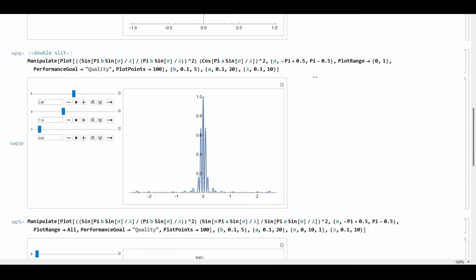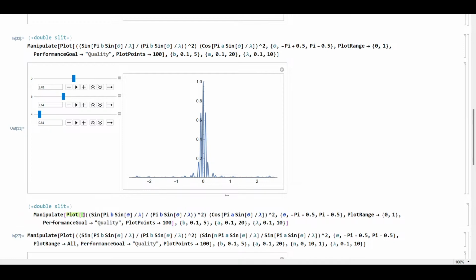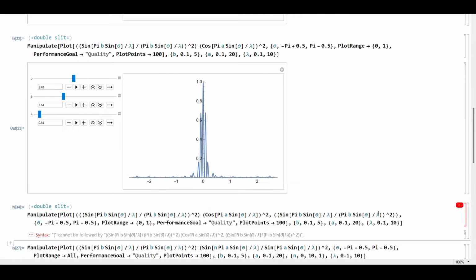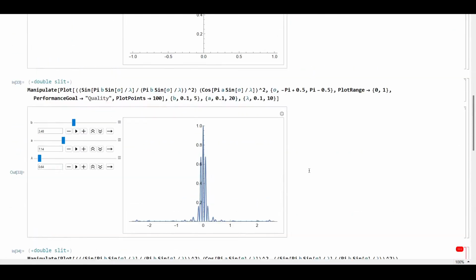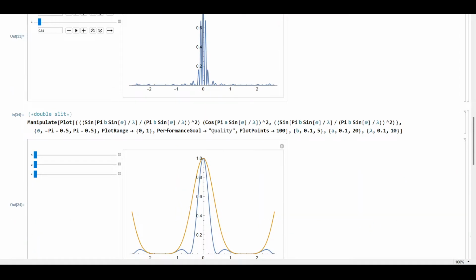So, okay, let me do it separately. Let me copy this. I will plot the diffraction peak as well as this single, as well as this double slit diffraction pattern. Let me plot the single slit pattern. Now you will see both of them. Oh, oops, there seems to be some error. What is the error? Okay, there is some bracket problem. Oh, sorry, I need to use curly braces. Now it should work. Yeah, there you go.